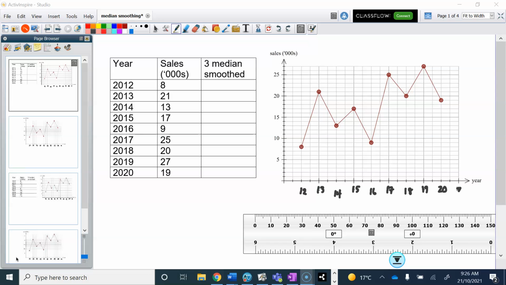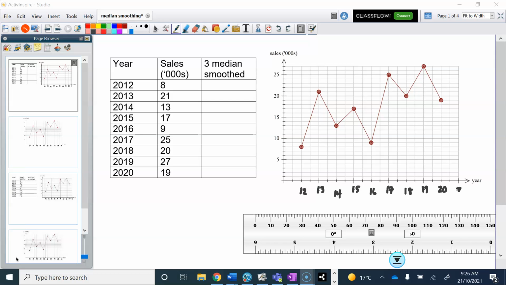So with a 3 median smoothing, in further maths we only use odd numbers, so 3 median, 5 median, 7 median, 9 median maybe, but not even numbers for median smoothing. For this one, if you have the actual raw data like this, it could be quick and easy to do it by hand just on the table.